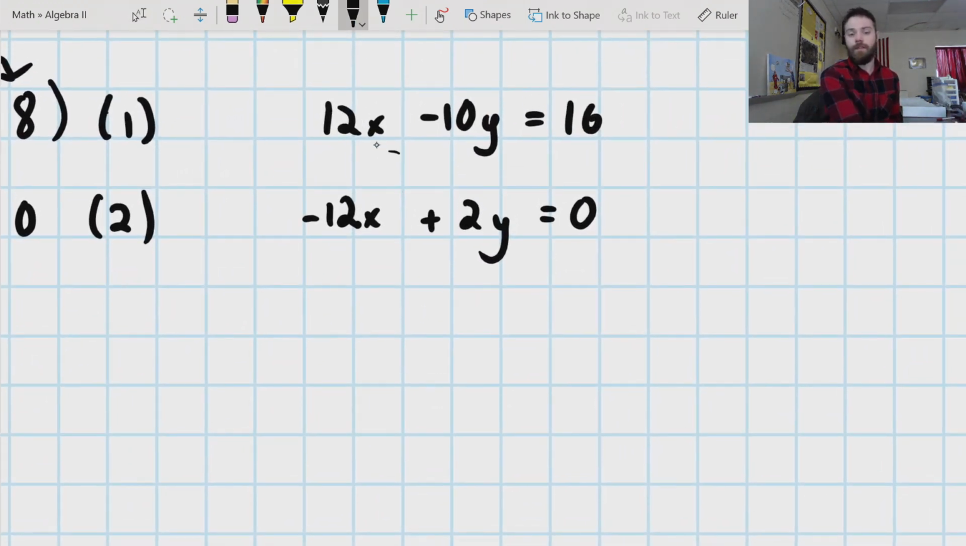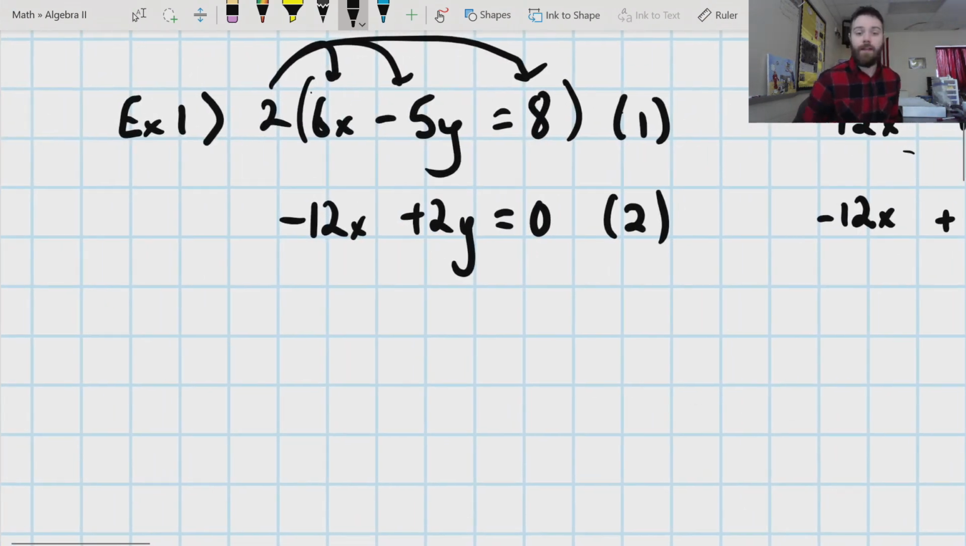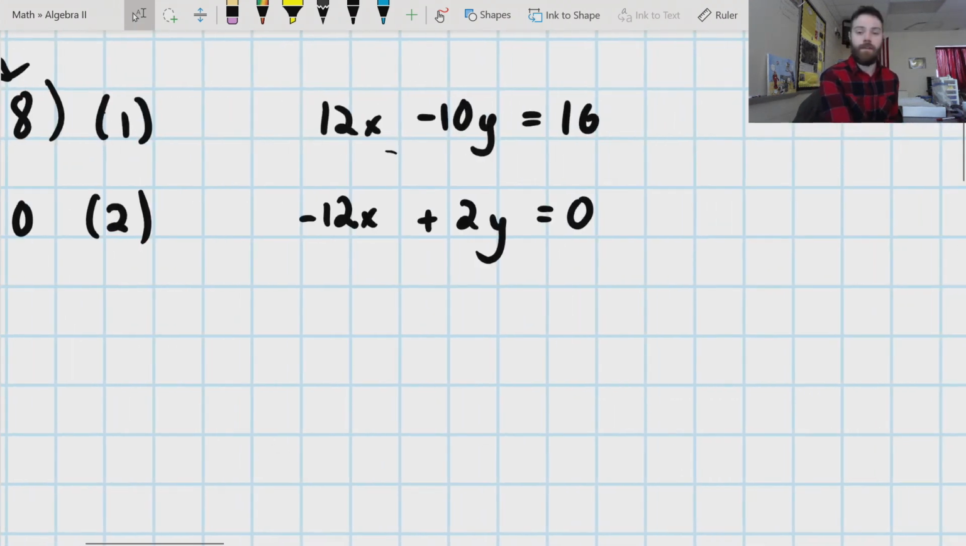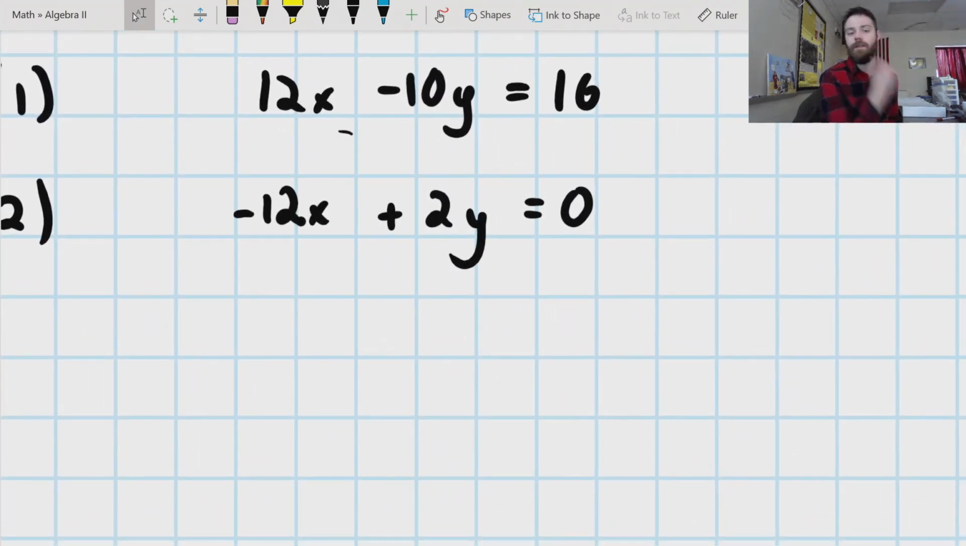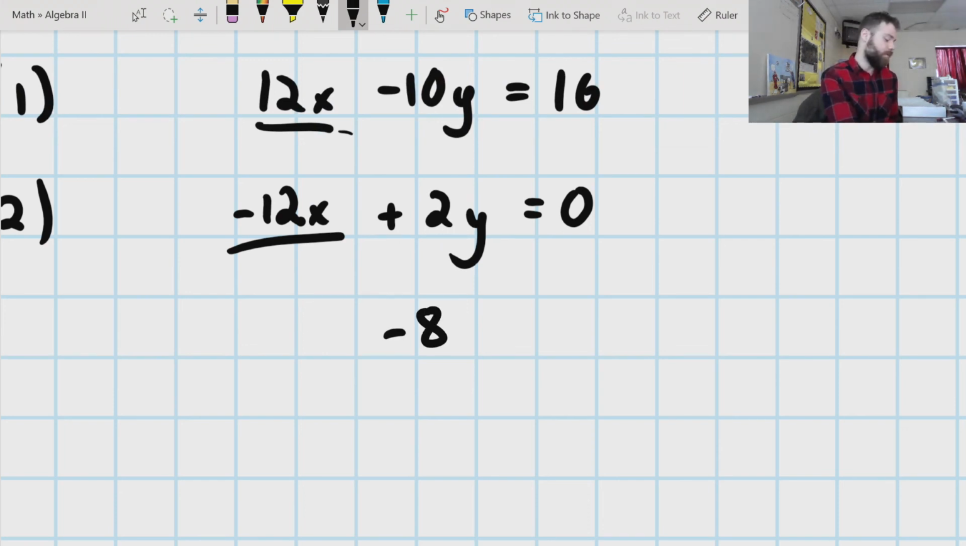So what's nice about this is that these two values, 12x and negative 12x, will add to 0 now. So you can add equations just like you add numbers. But if you start out with adding these first two, nothing will cancel out. So you'll just create another equation and it's not going to get you anywhere. But what's nice about this equation in comparison is whenever I add these two equations, 12x and negative 12x will add to 0. Negative 10y plus 2y will add to negative 8y. And then 16 plus 0 will add to 16.